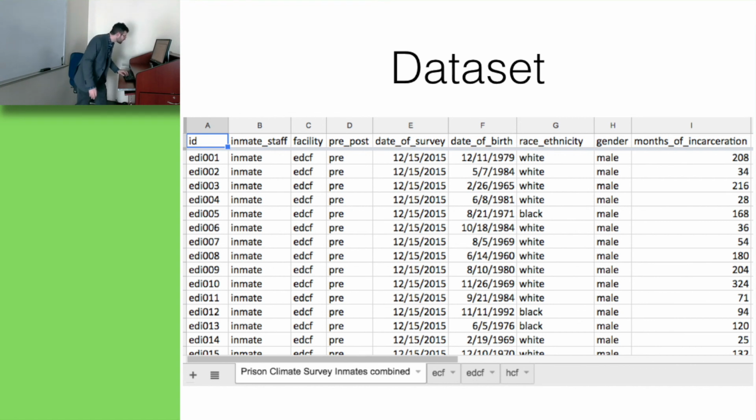Okay, so that's the lecture for today. So we talked about databases, we talked about units of analysis, and we also talked about variables.